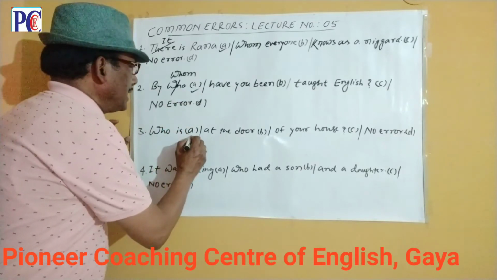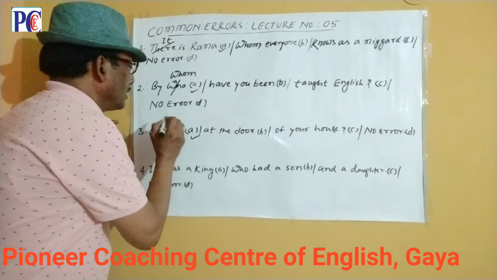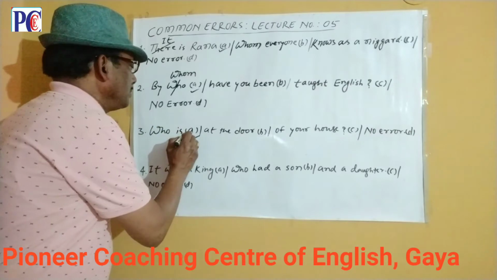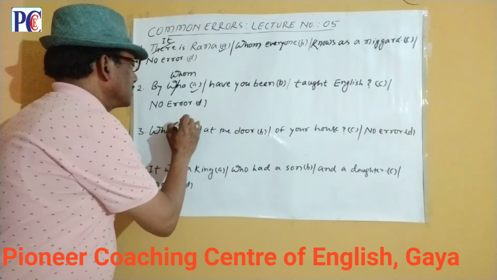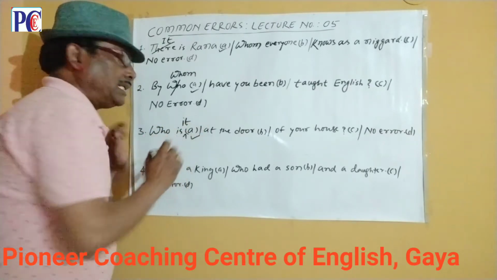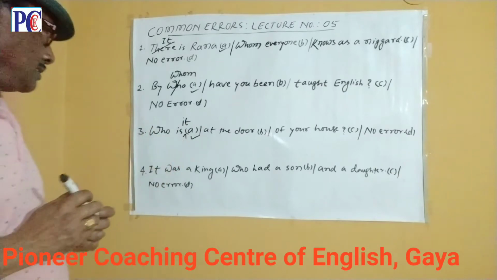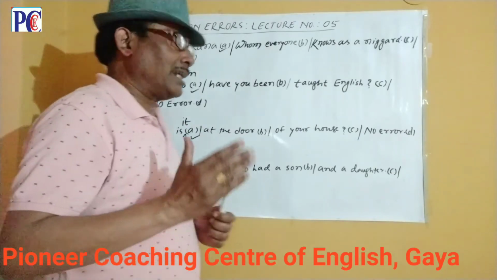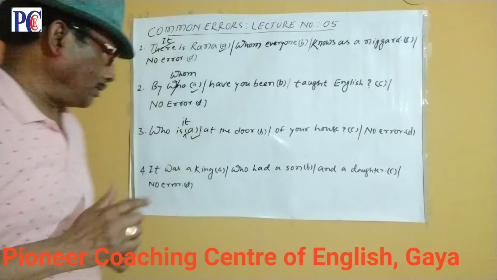So the error lies in part A. We must insert the dummy pronoun it after is. Hence, students, the correct sentence is: who is it at the door of your house?